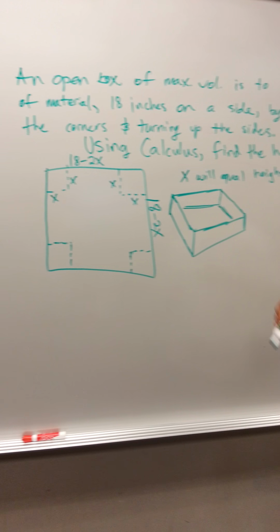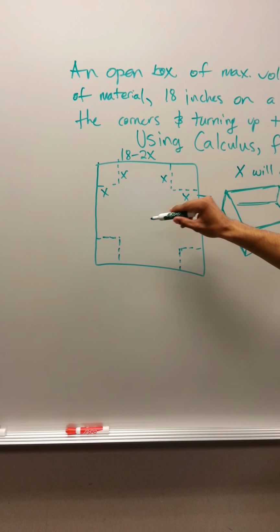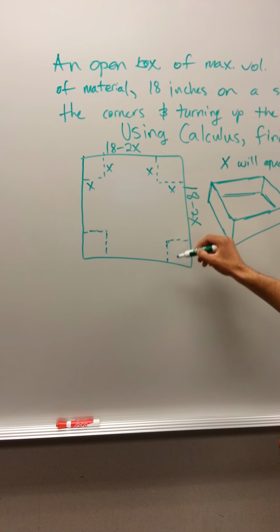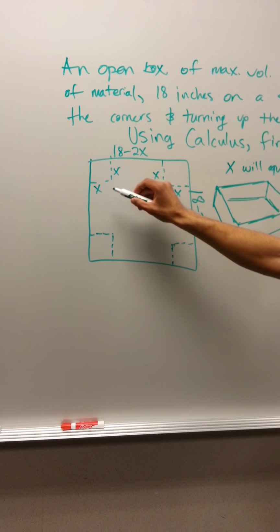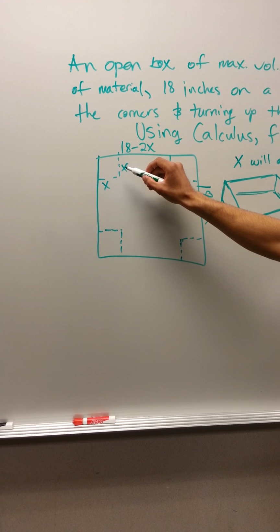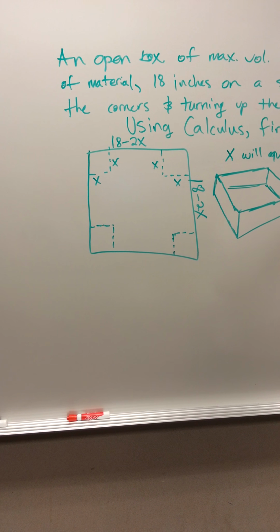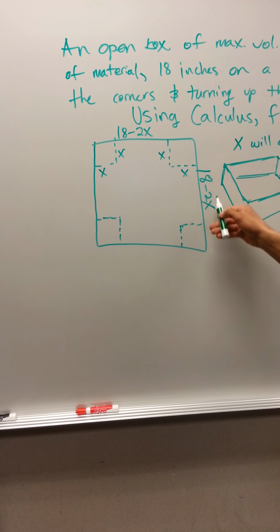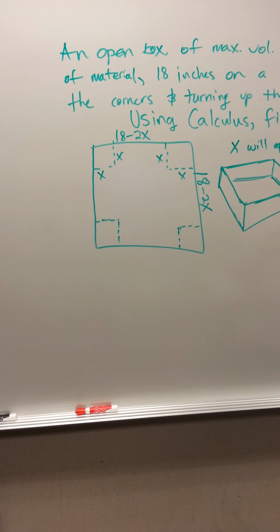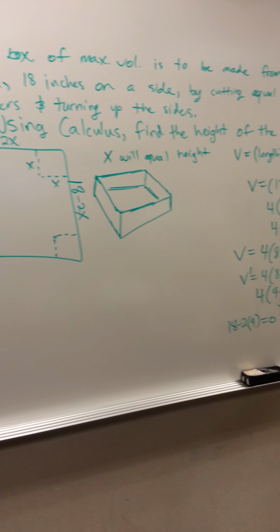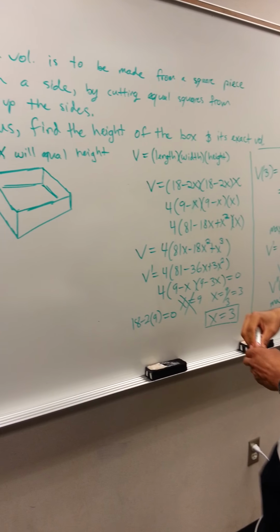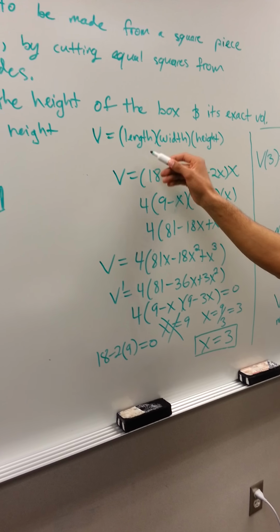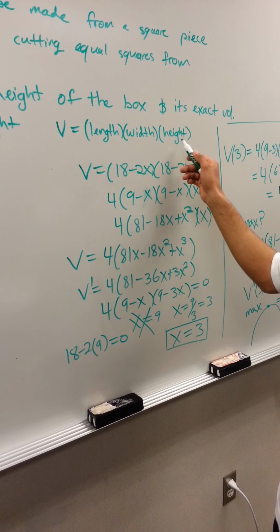So I just drew this out to show what we're dealing with. We have this square piece and we have these corners that are cut out. So I labeled these x and x because our x will equal our height. Then I did 18 minus 2x and 18 minus 2x here also, to represent our length and width. Being that we're dealing with volume, we have to use the equation for volume, which is volume equals length times width times height.